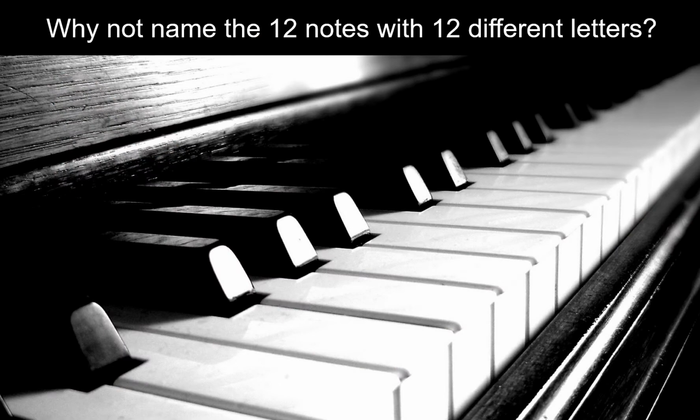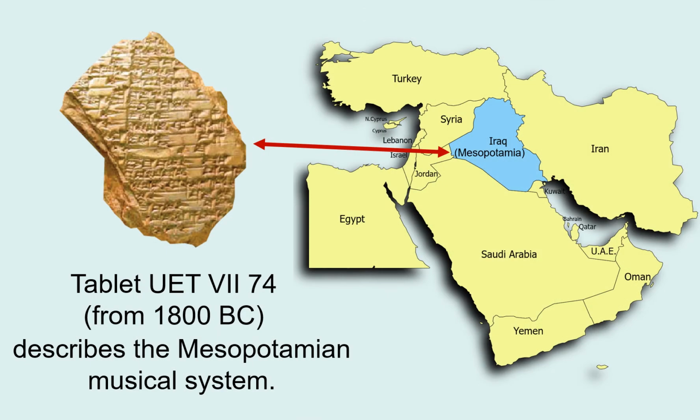So, if there's no difference between black and white notes, why do we use this sharp-flat naming system? Why not just name the 12 notes with 12 different letters? To understand this, we need to go back 4,000 years to Mesopotamia.